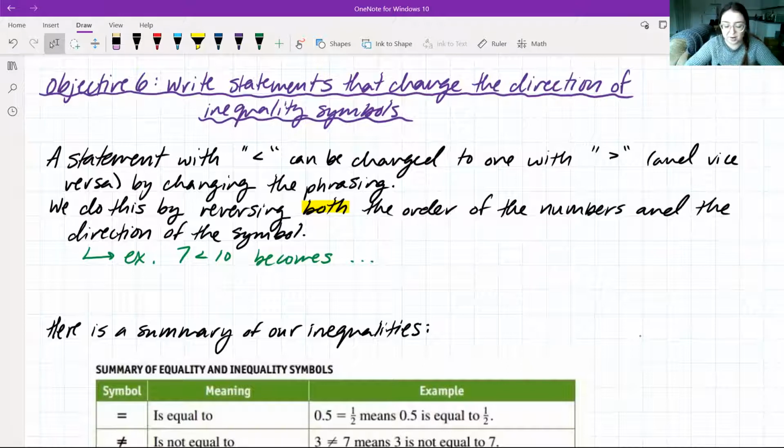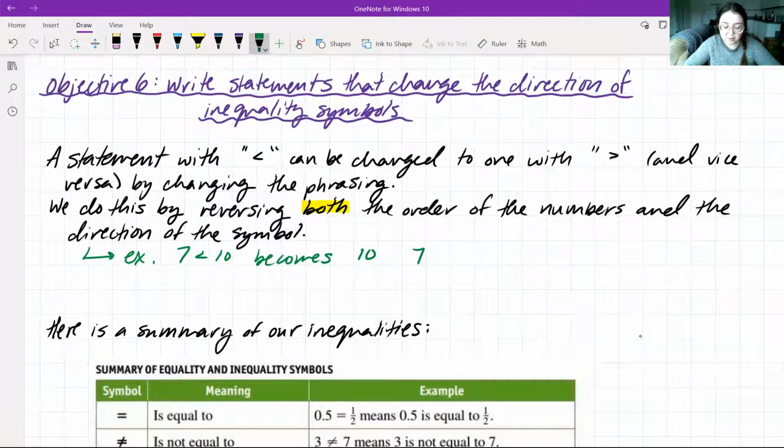So in an example here, we have that 7 is less than 10. We want to be able to reverse our statement to say that 10 is greater than 7. So when we reverse this, 7 is less than 10, we want to reverse the order of the numbers. So we're going to flip the 7 and the 10. So now we have 10 and 7, and something goes in the middle.